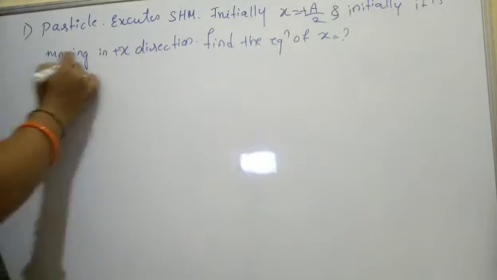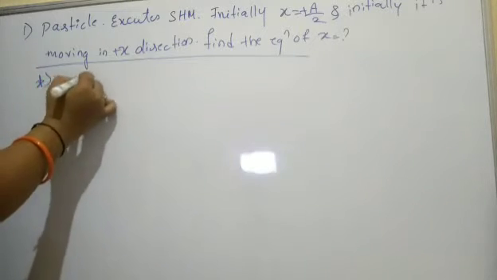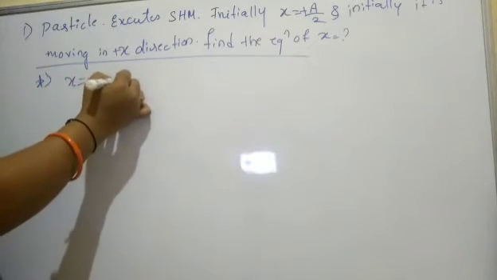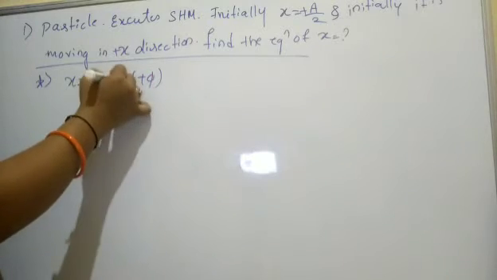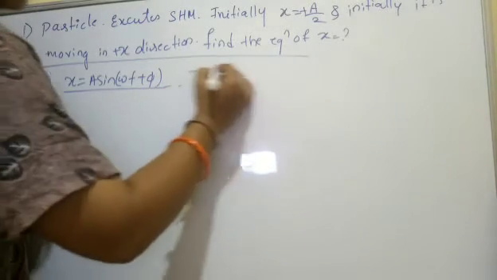Now we'll solve it first with the standard form, that is x = a sin(ωt + φ). What is this? This is the displacement of a particle executing simple harmonic motion. So let us go ahead with the diagram.